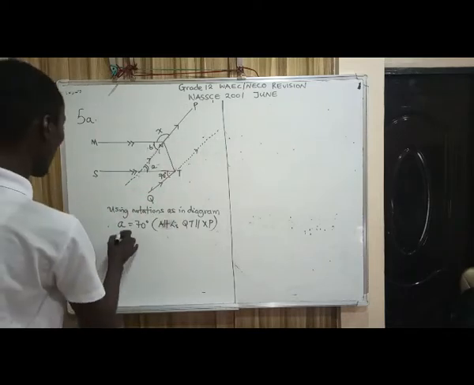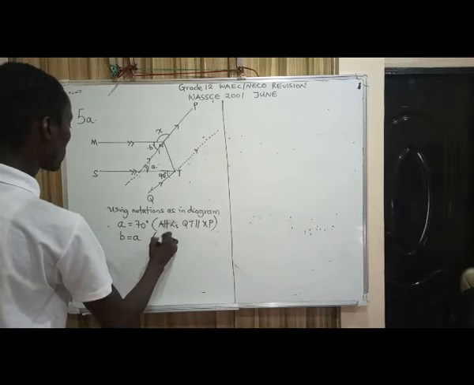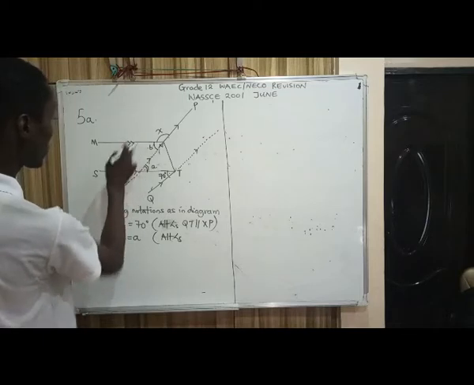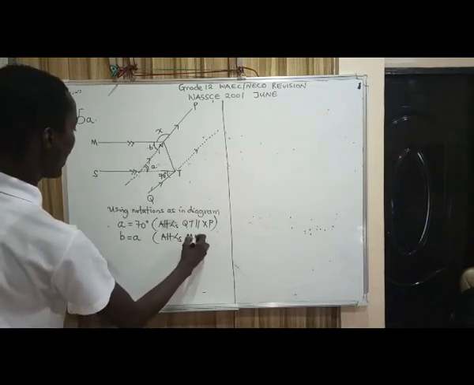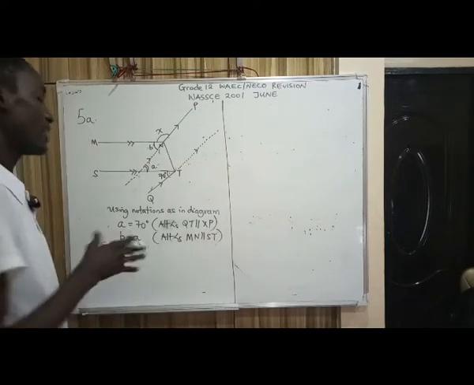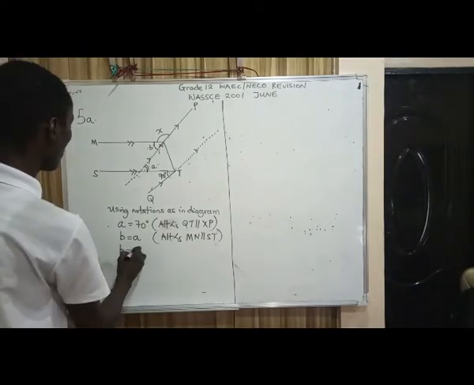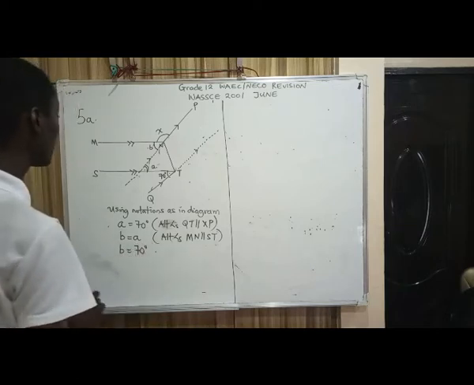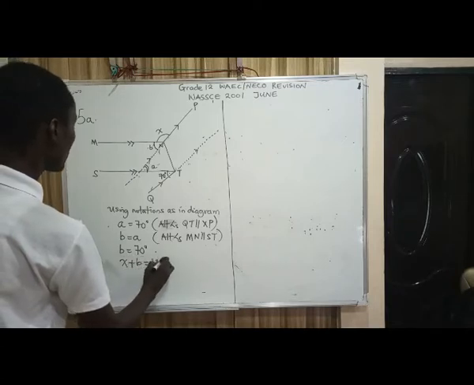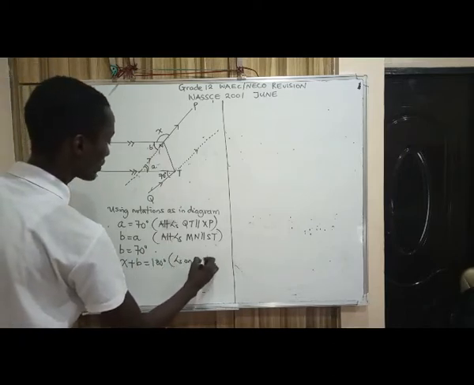Now, with that, I can say that B is equal to A, and that will be alternate angles. Look at it now. This is equal to this. The reason is this: MN parallel to ST. In deciding this, you must take note of which is the transversal in the diagram. So that's settled, which means that B will be 70 degrees. Sorted. Now, I can also have that X plus B will be equal to 180 degrees, angles on a straight line.